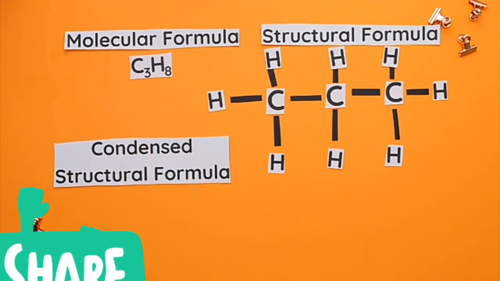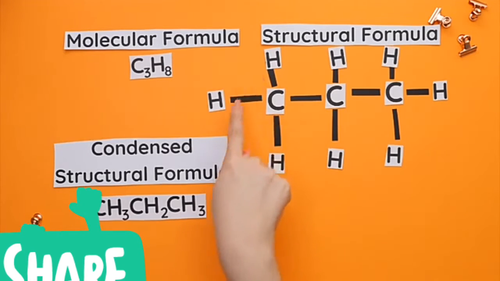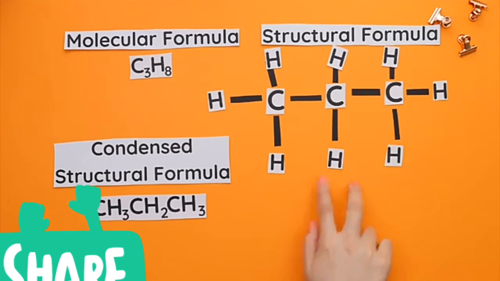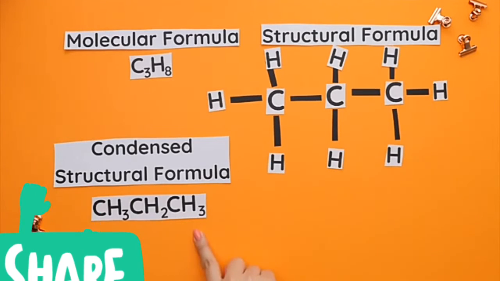To write this formula, we look at the structural formula where on the first carbon to the left, there are 3 hydrogens attached. This is why we have CH3. Next, the middle carbon only has 2 hydrogens, so CH2. And the last carbon to the right has 3 hydrogens, so CH3.